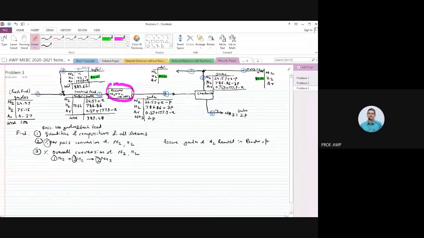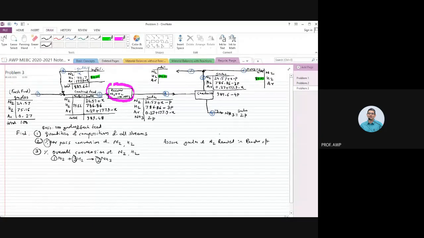So if I write the total, how much would be the total? Can you write, Smith? Add up this plus this plus this. 24.57 plus X minus P plus 786.86 minus 3P plus 0.27 plus 177.9 minus X. Sir, 989.6 minus 4P. Okay, 989.6 minus 4P.